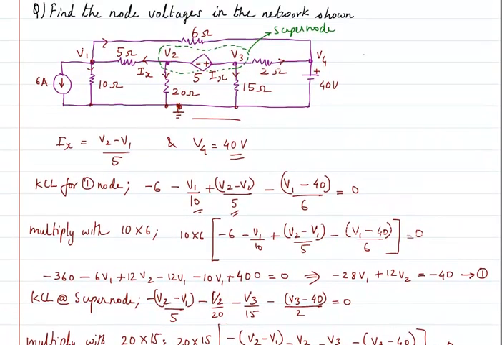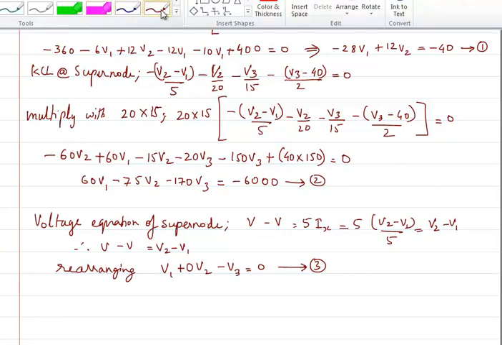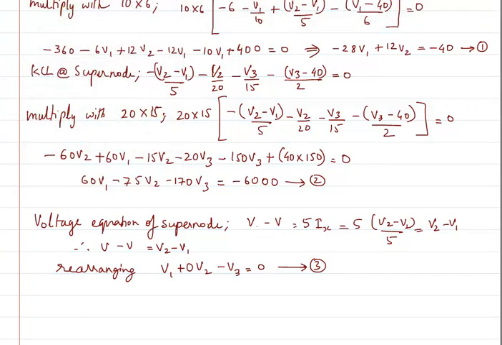This one I should have written V3 minus V2 is equal to 5ix. Sorry, I made that mistake. So I will rectify it. So have a look here. So this should be V3 minus V2. Okay, V3 minus V2. So if I rewrite that, V3 minus V2 is equal to, so here also V3 minus V2.